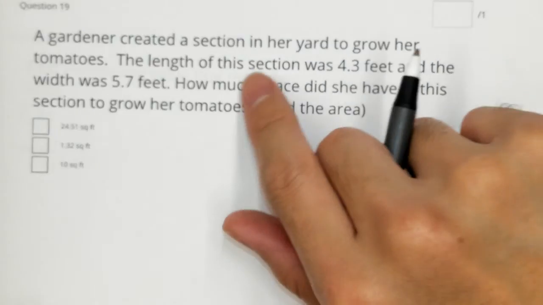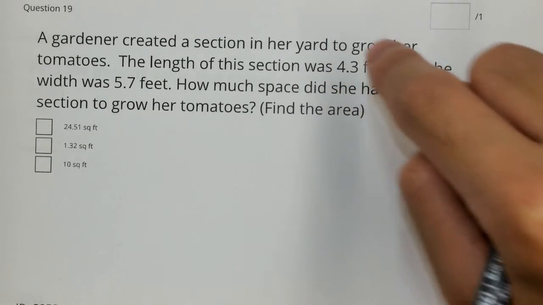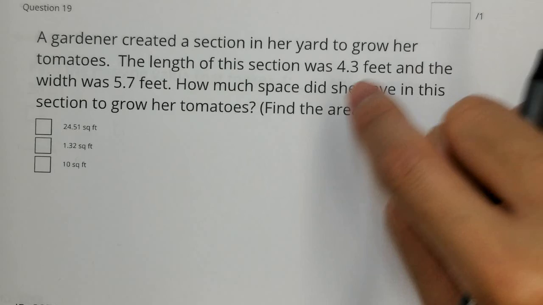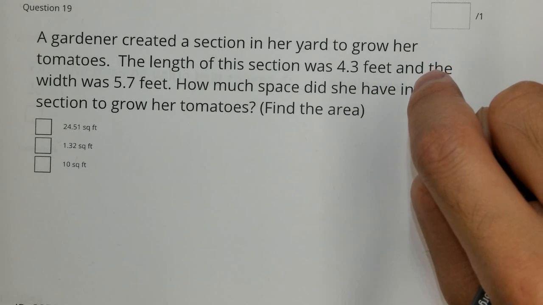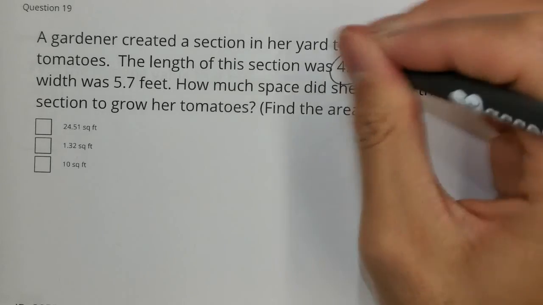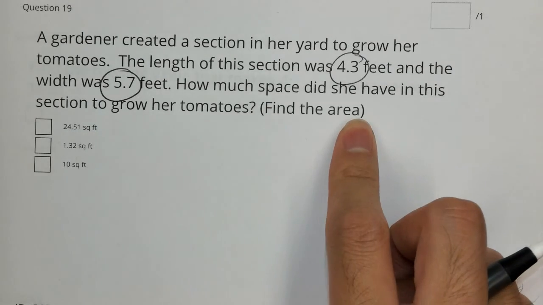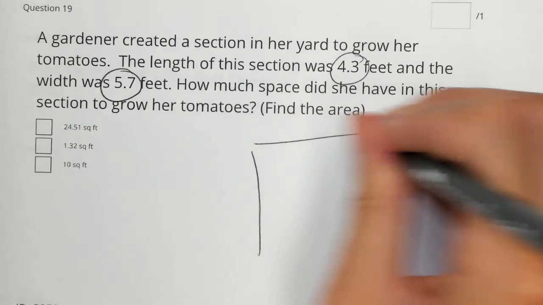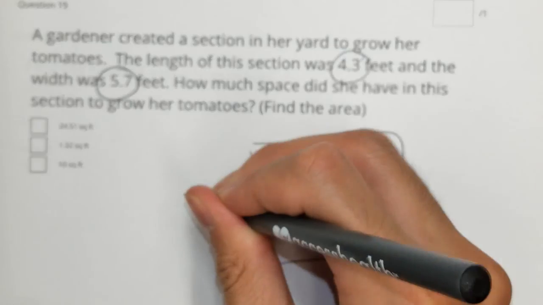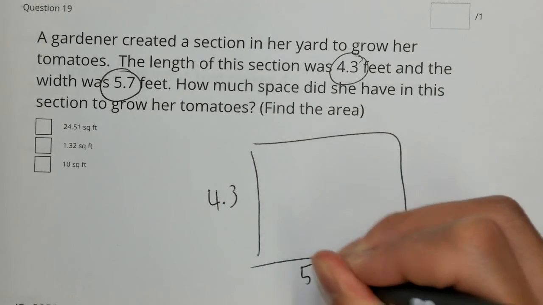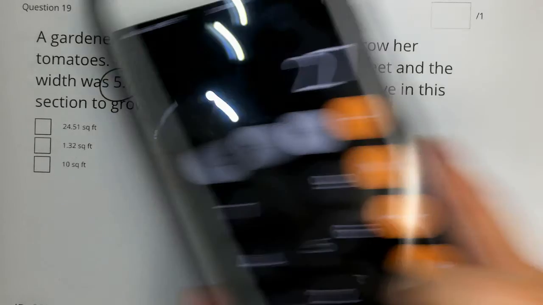Alright, number 19. A gardener created a section in her yard to grow her tomatoes. The length of this section was 4.3 feet and the width was 5.7 feet. How much space does she have in this section to grow her tomatoes? It's just multiplying 4.3 and 5.7 because it said find the area. I'll draw a diagram. It was 4.3 feet long and 5.7 feet wide. To find the area, you just multiply those two numbers.